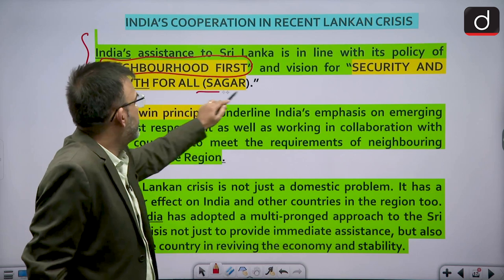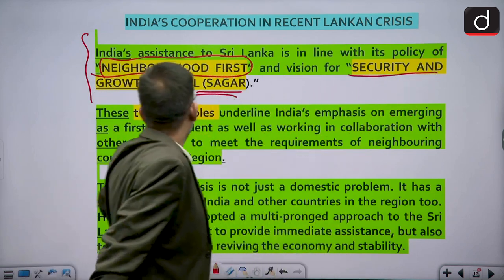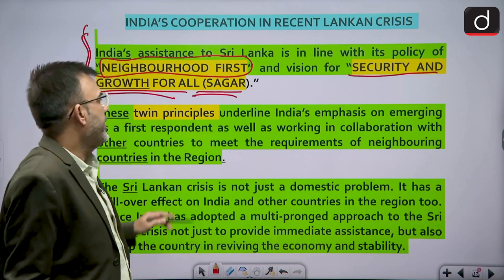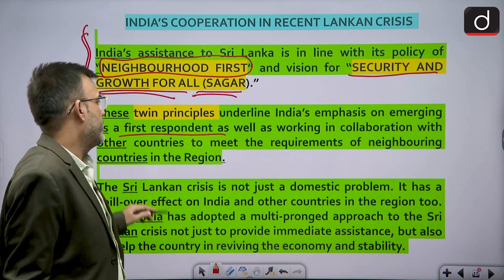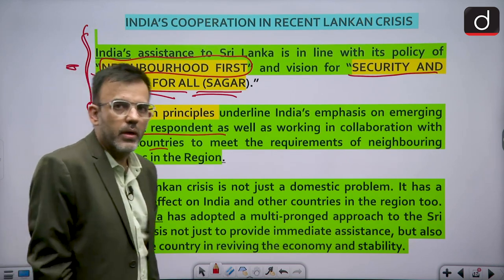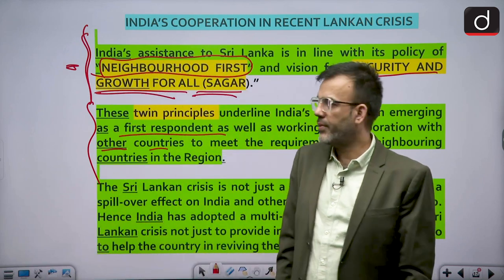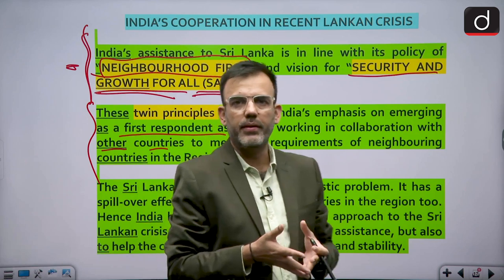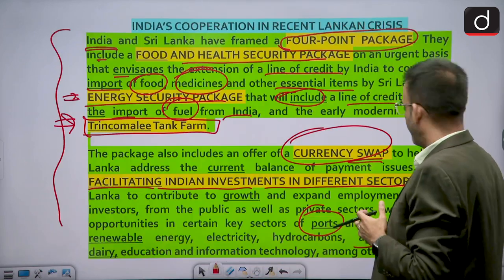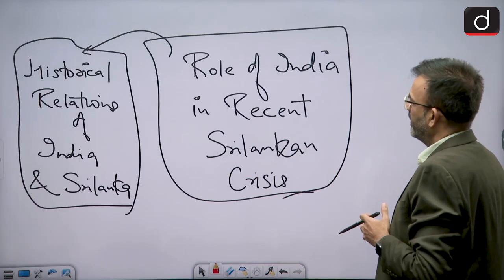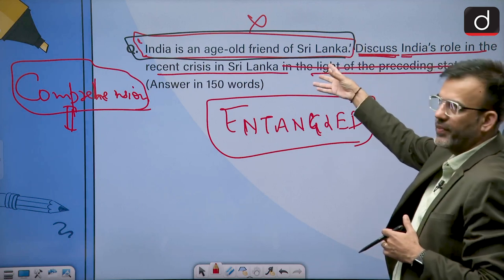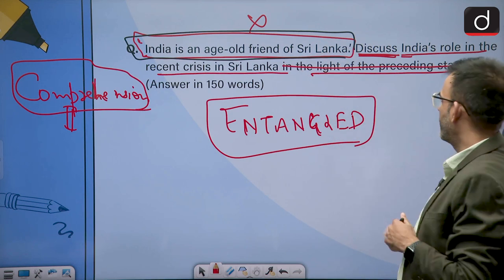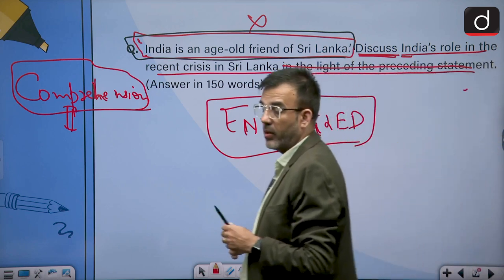Secondly, the policy of SAGAR, that is Security and Growth for All in the Region. SAGAR also includes Sri Lanka. So these twin principles underline India's emphasis on being a first responder as well as working in collaboration with other countries to meet the requirements of our neighboring countries like Sri Lanka. That's how we can write this question. And again, the question looked quite simple, that we just have to explain the role India has played in the recent crisis, but it's not that. You have to add something to justify the original statement, which is entangled with this. So that was all about the first question.